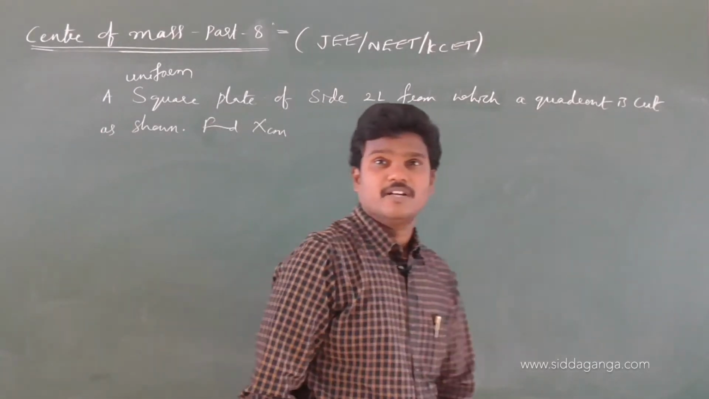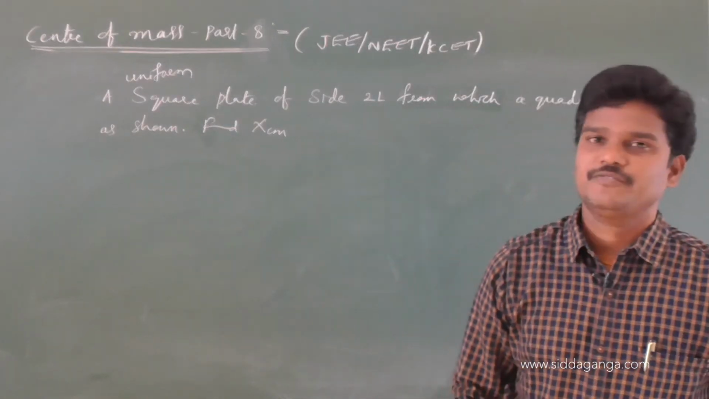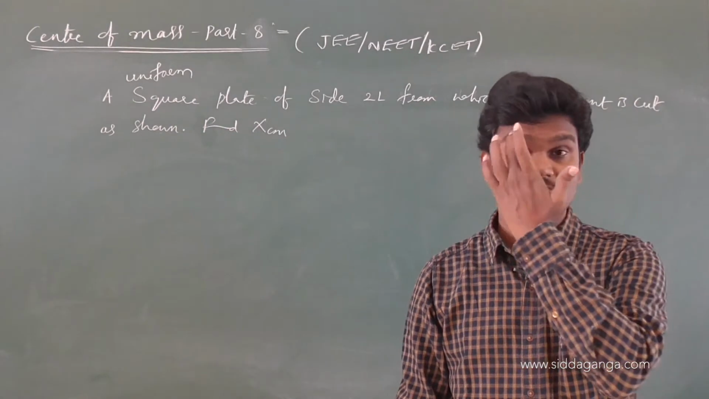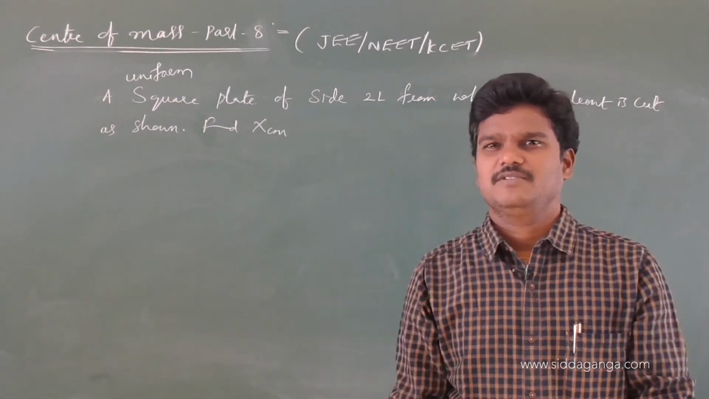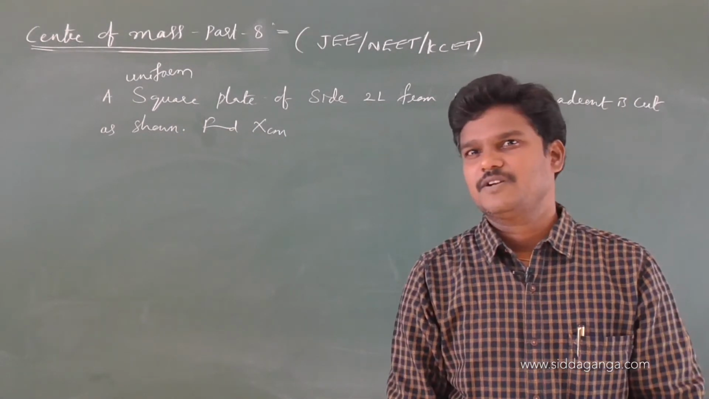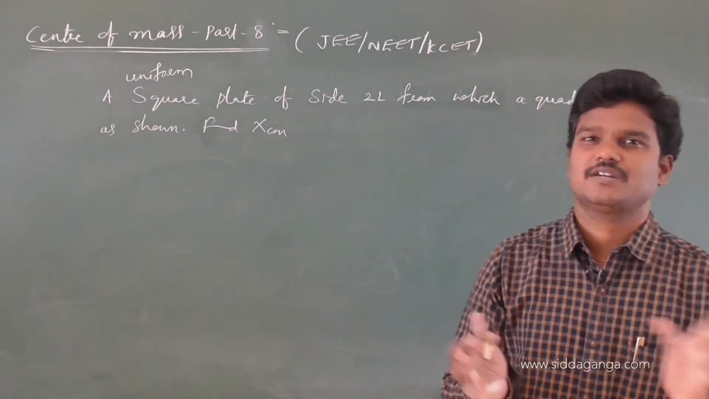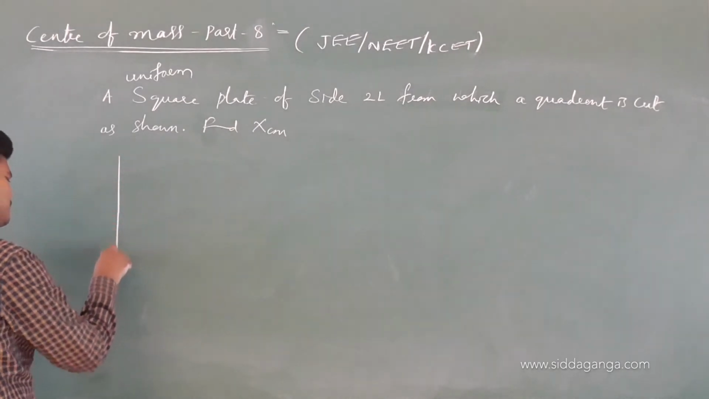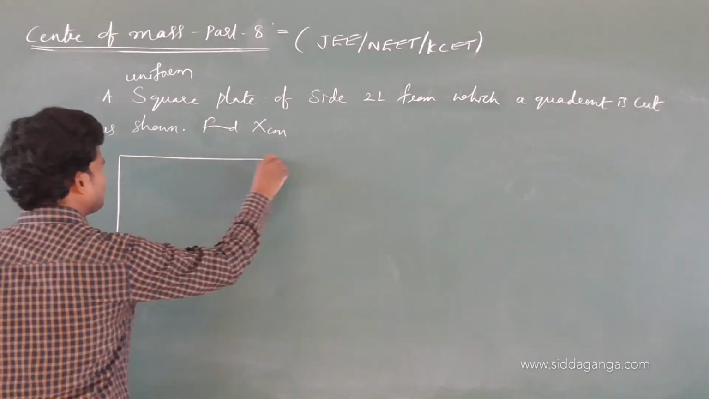So they gave a uniform square plate whose side is mentioned as 2L. Of course, that is divided into 4 quadrants. From that, one quadrant portion is cut. Now let us see how that is going to be cut. This is also a simple problem, simple concept.